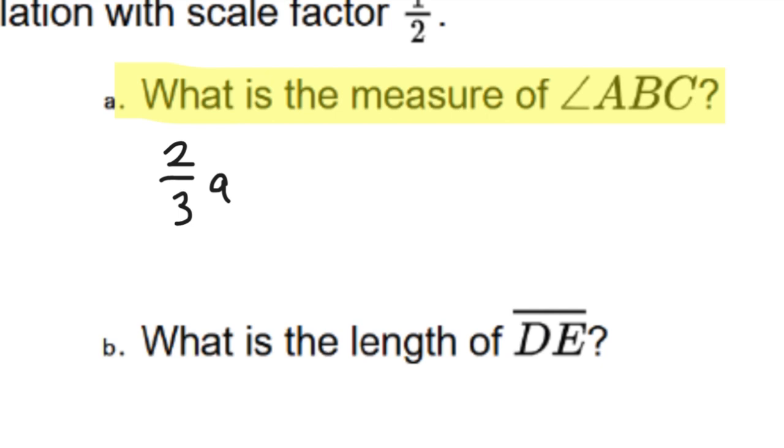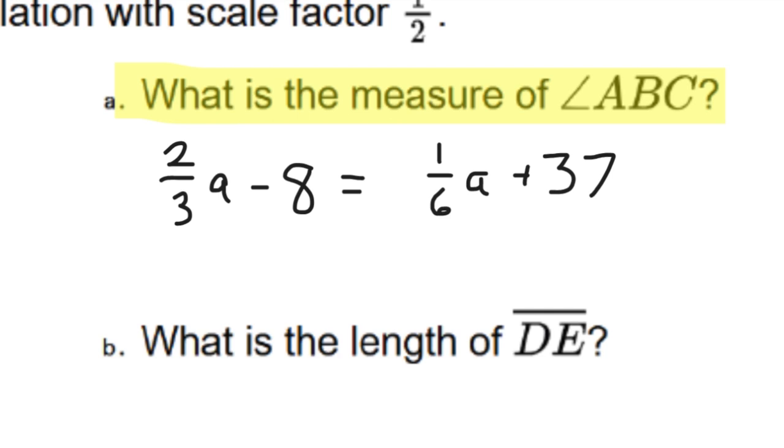We're going to say 1/3 a minus 8 equals 1/6 a plus 37. Now what you do notice is that there are fractions, so we want to get rid of the fraction. So we're going to multiply by the common denominator, which is 6. We're going to distribute 6 on both sides.